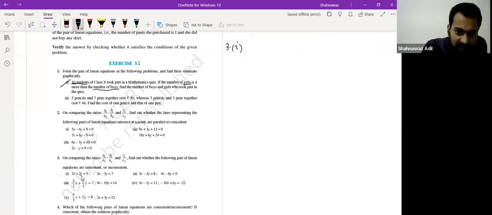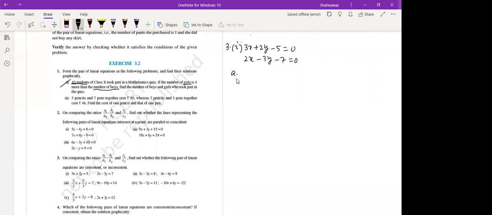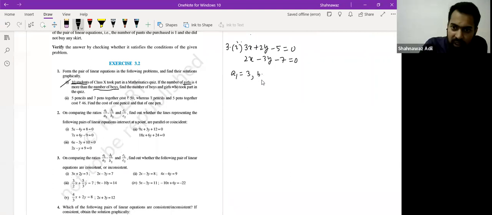So what they are saying, the equations are: 3x plus 2y minus 5 equals 0, right? And 2x minus 3y minus 7 equals 0, right? So A1 is 3, B1 is 2, and C1 is minus 5, right? And A2 is 2, B2 is minus 3, and C2 is minus 7, right?